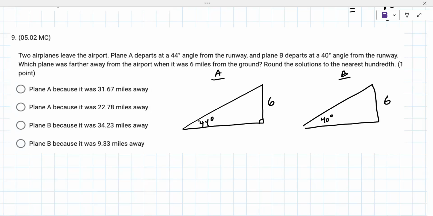So we're asked for which plane was further away from the airport. What's unclear is if they mean the X here or the hypotenuse. Let's presume they want the hypotenuse for a moment. So for A, it's sine 44 equals 6 over C. And for B, it's sine 40 equals 6 over C.